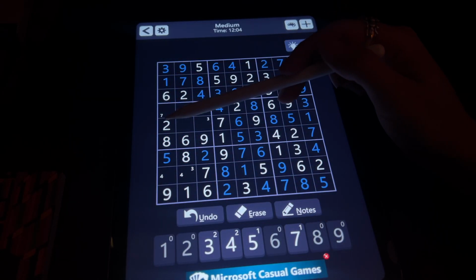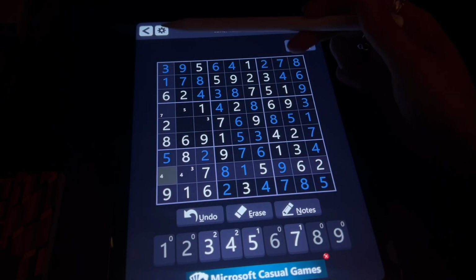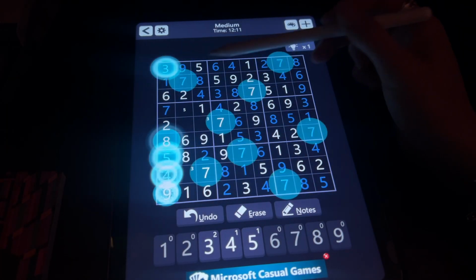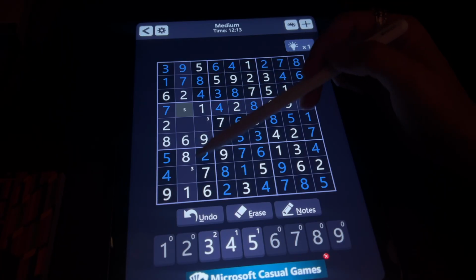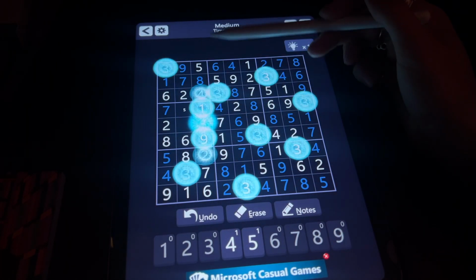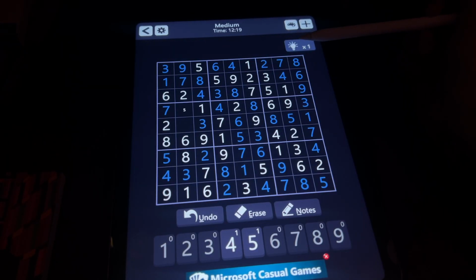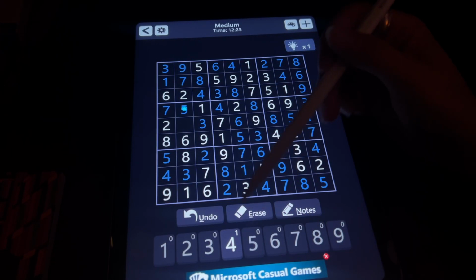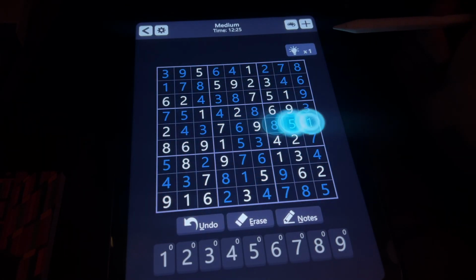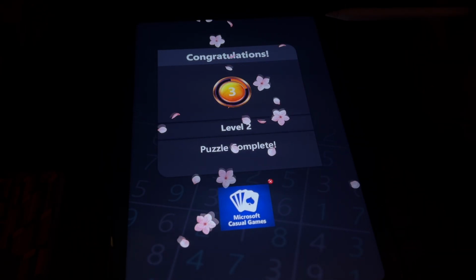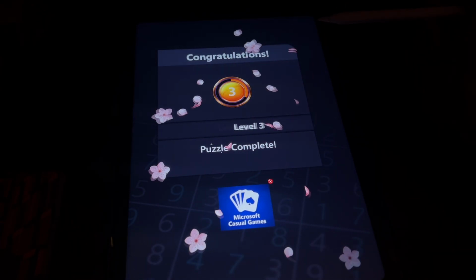1, 2, 3, 4, 7. This is where marking it becomes really handy because you can see all the numbers that you use get taken off your markings. So now I know what has to go where, and the final number is a 4. There we go. Yay, we did it. I love sudoku, it's so fun.